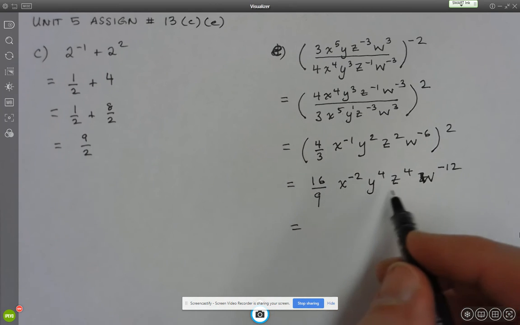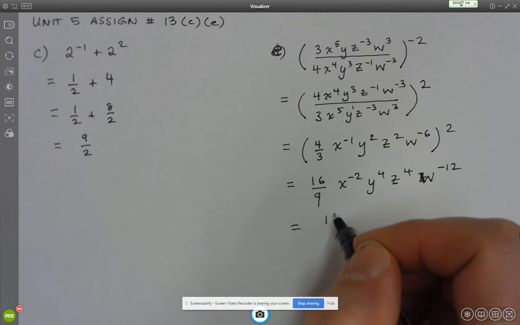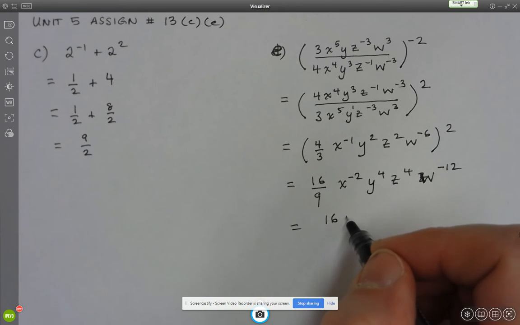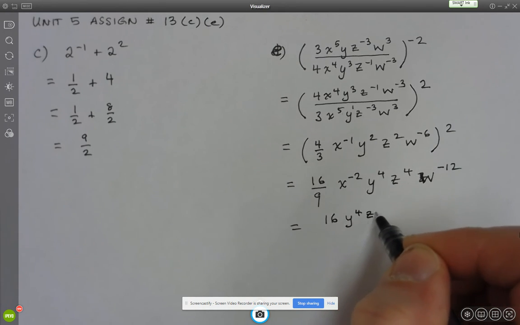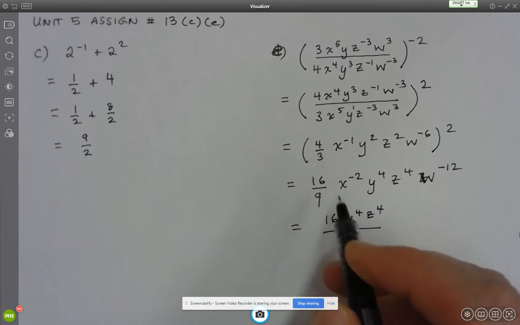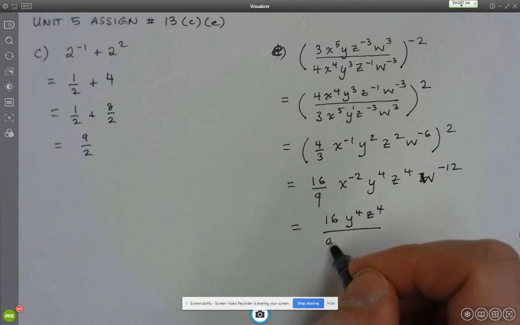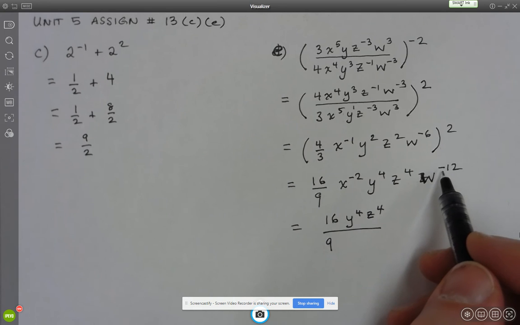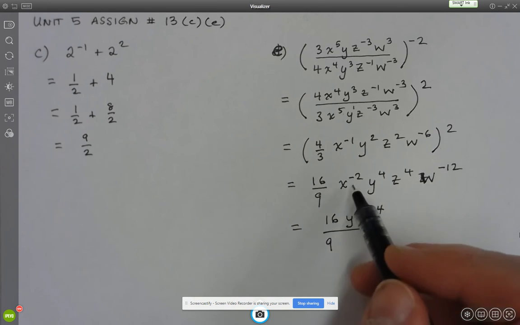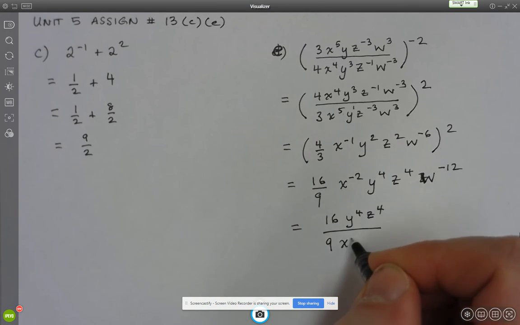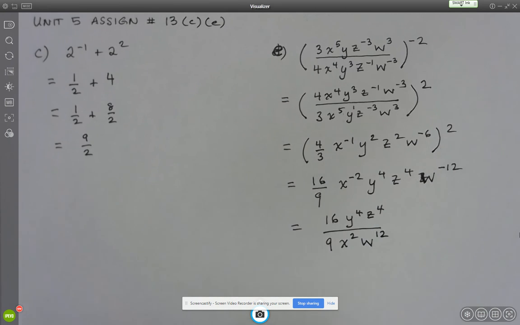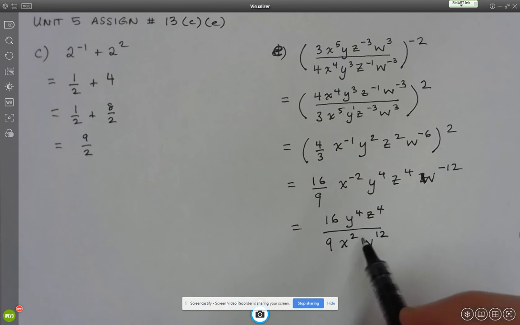So what am I left with in the numerator? I've got the 16 that's going to stay in the numerator, and these two expressions with positive exponents, so y to the 4, z to the 4. And then in the denominator, I'm going to have my factor of 9, and then these two negative exponent terms, which are going to go into the denominator. So this is going to be x to the positive 2, and this is going to become w to the positive 12. And so now I have a fully simplified answer.